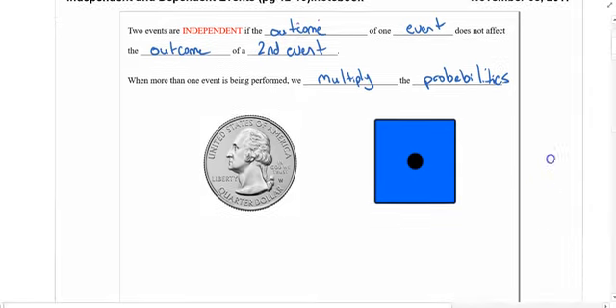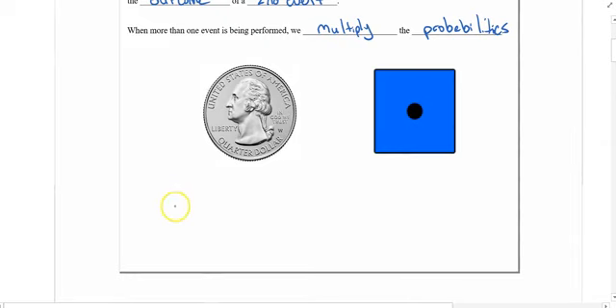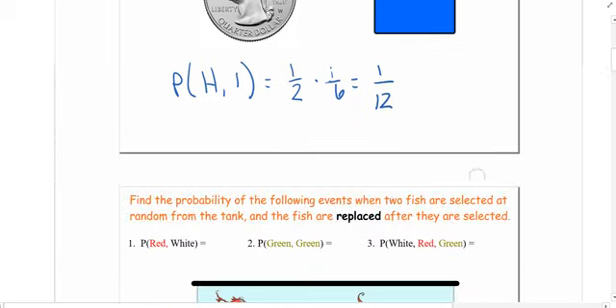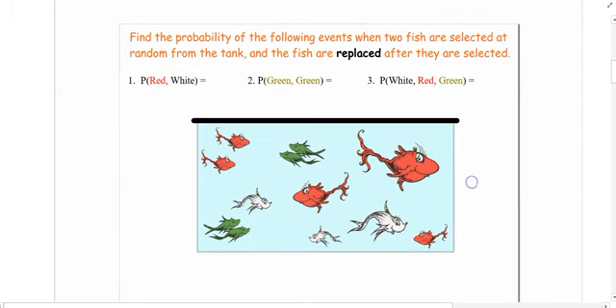And therefore, if we want to calculate the probability of getting a heads and then getting a 1 on a dice, well, the probability of heads on a coin is 1/2. The probability of getting a 1 on a dice is 1/6. So to get the probability of both of those things happening, you would multiply and you would get 1/12. Right? And that's it. Pretty much.